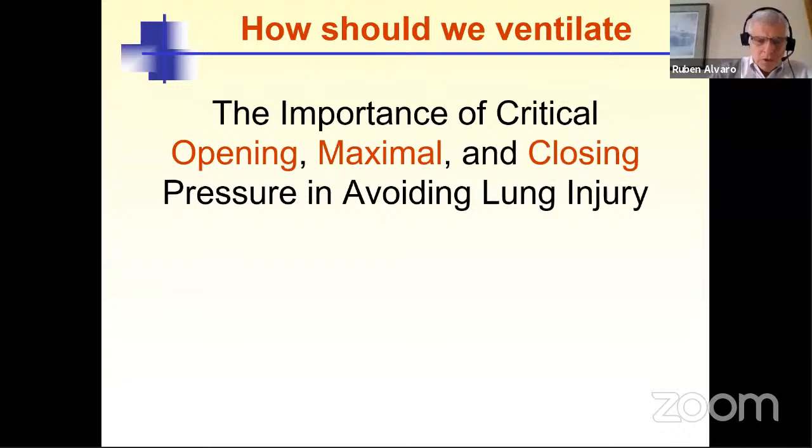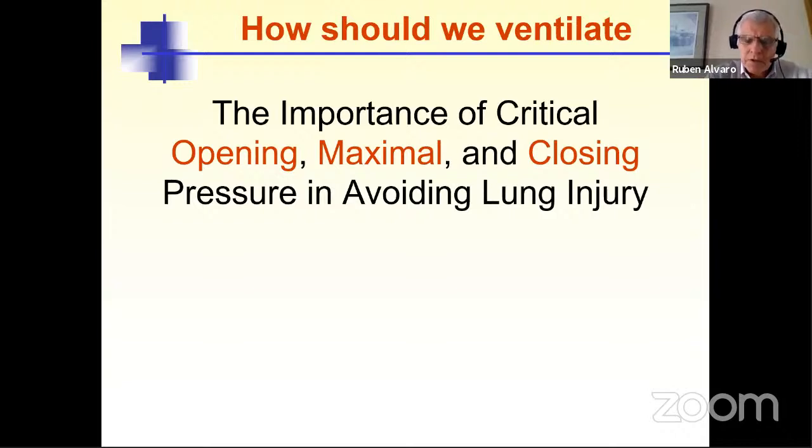Okay. So there are three important parameters on lung physiology that determine how well the lungs are expanded. And these are what we call the critical opening pressure, the critical maximal pressure, and the critical closing pressure in avoiding lung injury. The opening pressure refers to the pressure needed to open up the lungs during inspiration, which is the pressure at which air starts entering the lungs.